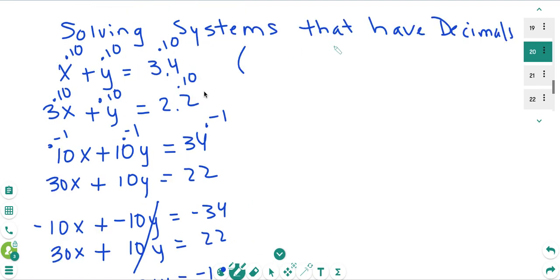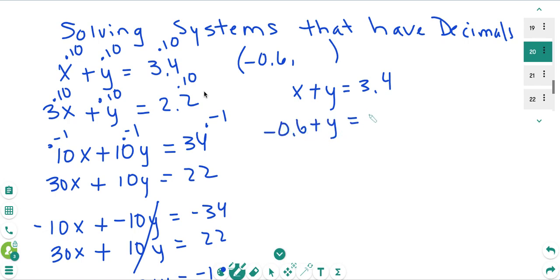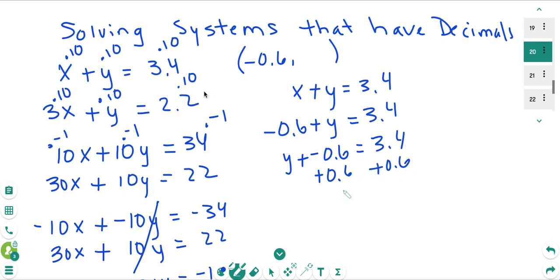I'm going to write my ordered pair, which is going to be negative 0.6. And then I'm going to take x plus y is equal to 3.4. I'm going to put negative 0.6 plus y is equal to 3.4. Y plus negative 0.6 is equal to 3.4. Add 0.6, add 0.6, so my y is going to be 4.